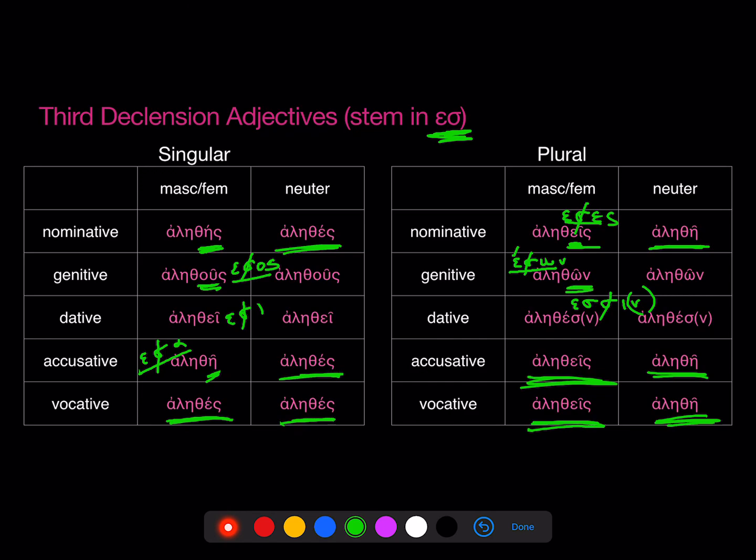Okay, so that's an example of a third declension adjective with a stem in epsilon sigma. And that's it.